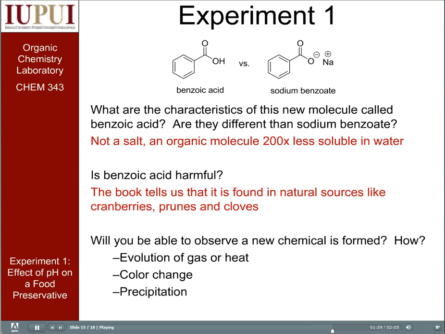So when looking at these two things, the most likely of those three observations at the bottom that's going to occur is precipitation. So we've got something very soluble in water, sodium benzoate, and something that's not nearly as soluble in water, benzoic acid. So this reaction is very nice that we can visually see the reaction occurring by precipitation.